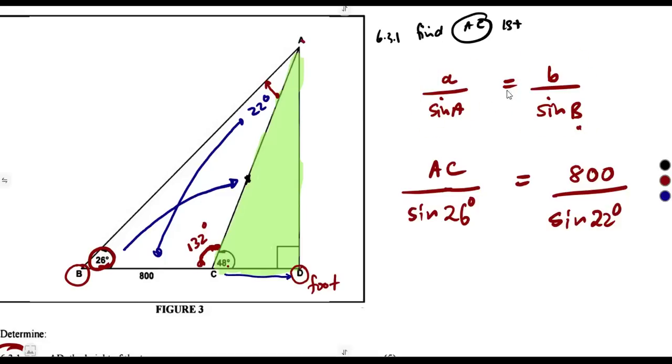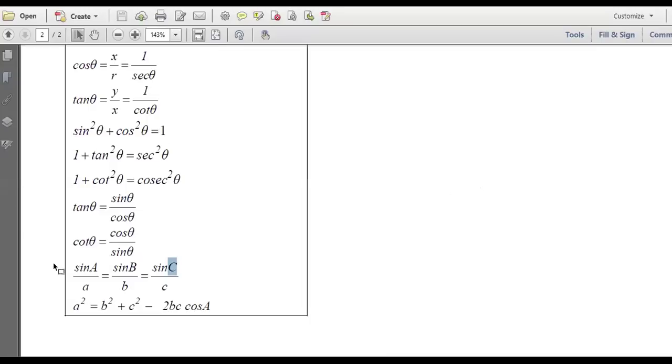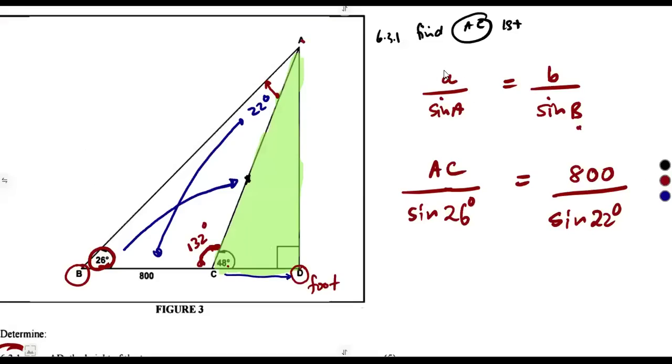When you're calculating angles, make sure that the angles are on top, like this: sine A over a. Yes, you can use this one to calculate the sides, but it is best that when you're calculating the sides, you write the sides on top. Side over the sine of the angle is equal to side over the sine of the corresponding angle, just like that.